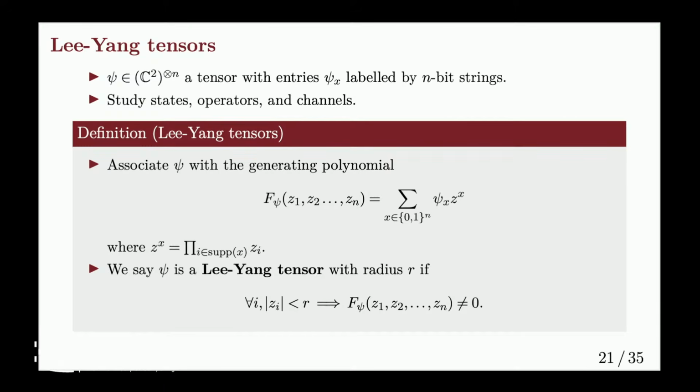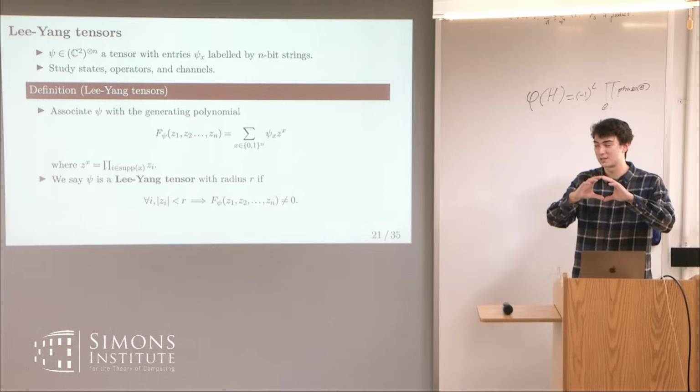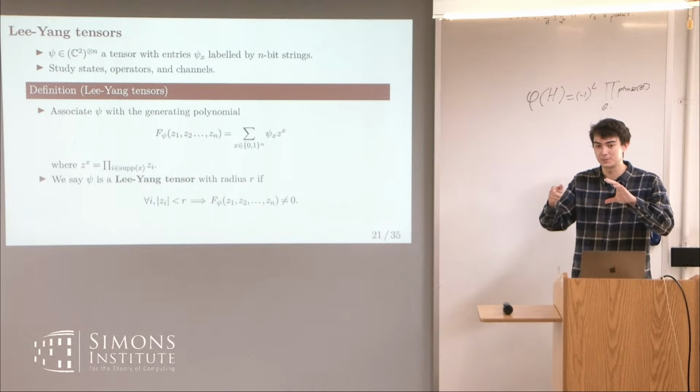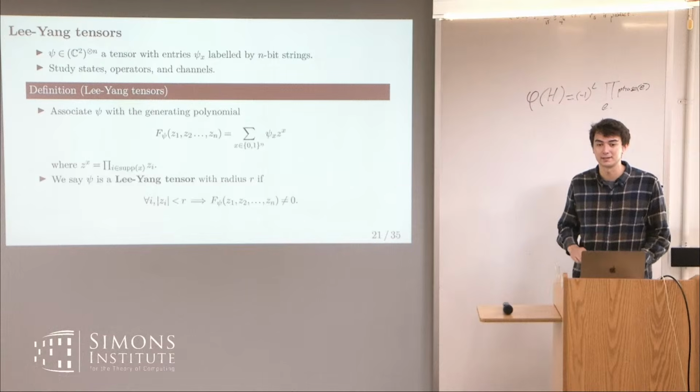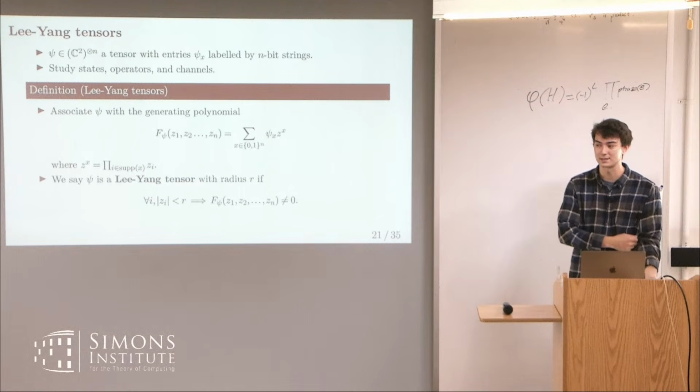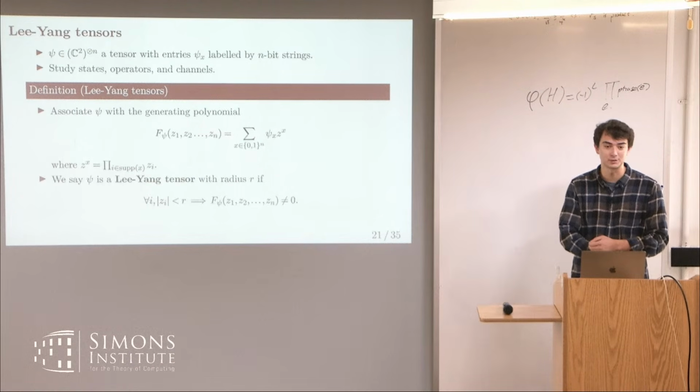Does anyone have a question about this? This is kind of like the definition. Yeah? What kind of disk is it? It's the product, for each variable, of the unit disks in the complex plane. Right? That's the zero-free region we're looking for.